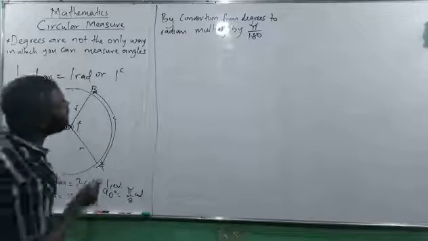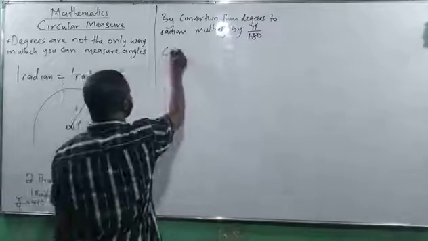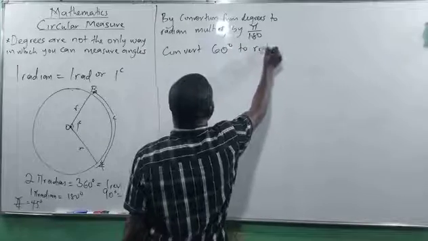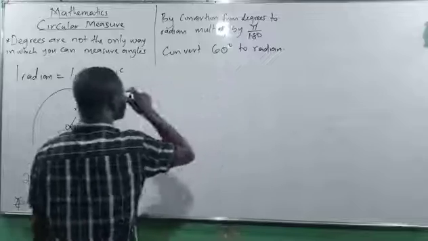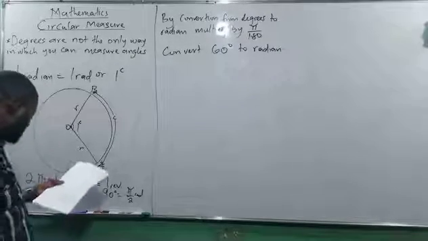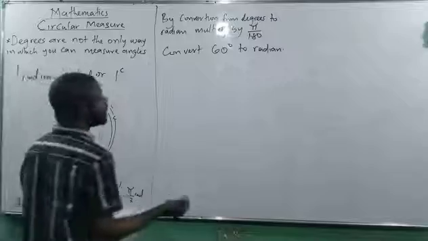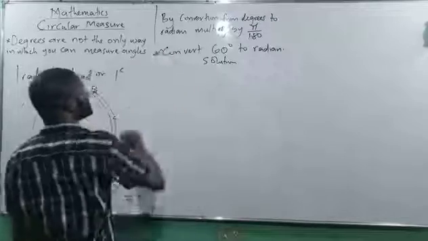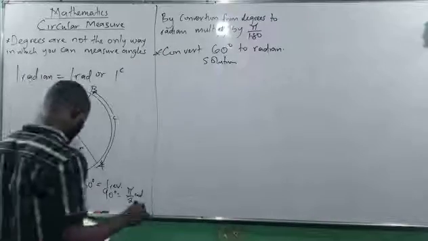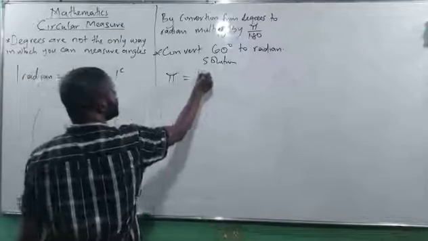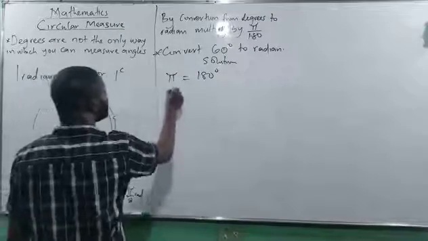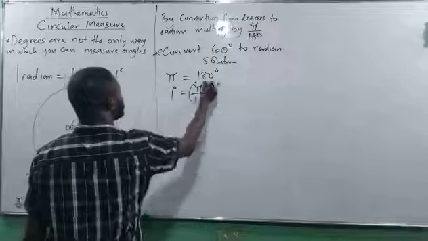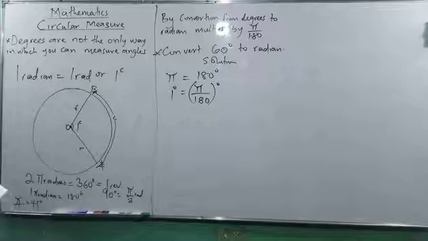Now, for example, if I ask you to convert 60 degree to rad or radian. What you just need to do, I will just have my 60 degree. Don't forget that I've said it before. This is a problem, please take note of that, and I want to solve it. I've told you before that pi equals to 180 degree. It means 1 degree equals to pi all over 180 in the form of rad. That is what we need to work on.